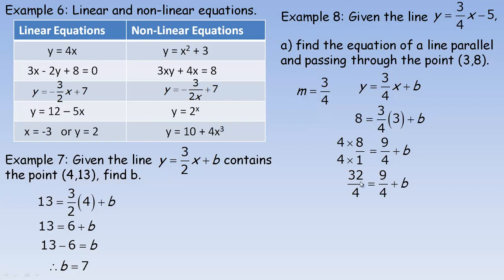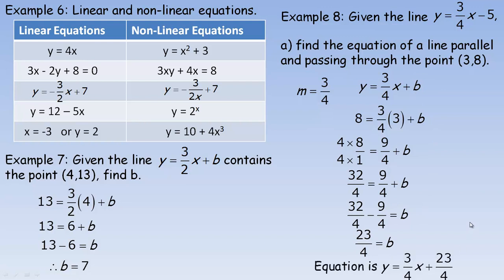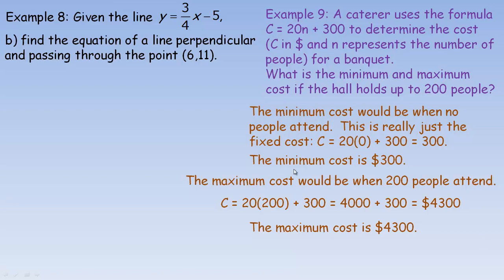And then to isolate for b, we'll take the 9/4 over and subtract it from the 32/4, which works out to 23/4. So that's the y-intercept. So my line, I can put 23/4 in place of b here. So this is my equation. It'd be y equals 3/4 x plus 23/4. Now that's the parallel question.